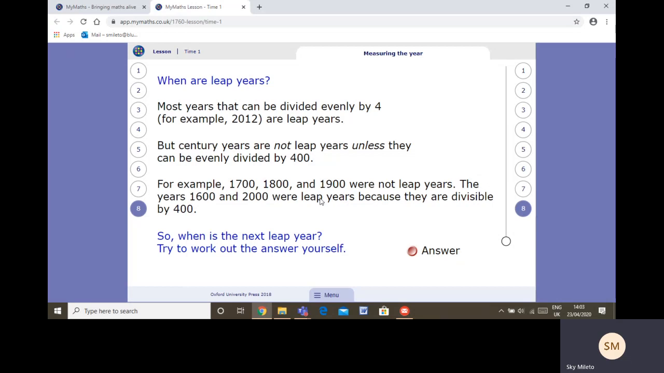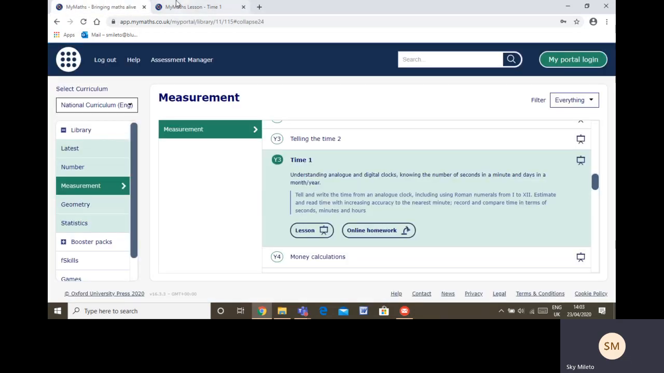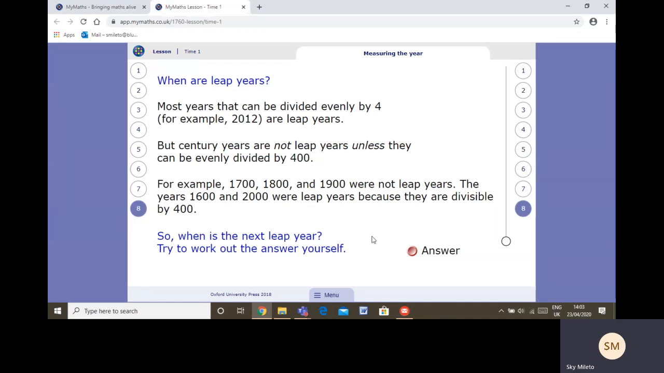You don't need to know too much about leap years in Year 3, but you can learn about them more if you want to by going onto the lesson yourself and taking the time to read through it. I'm not going to read through it myself. So you can answer by working out when the next leap year will be. If this was a leap year and they're every 4 years, then you can work out when the next one is. I'll leave that question for you. If you want to answer that in the blog, you can as well.